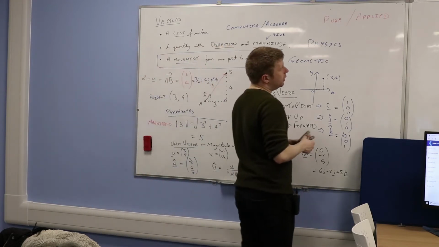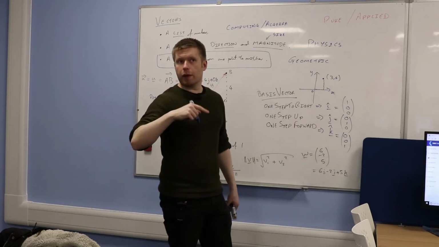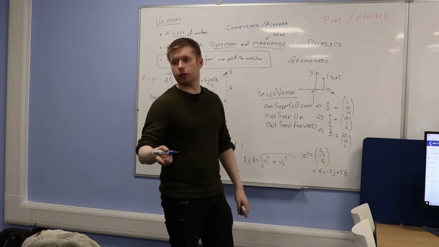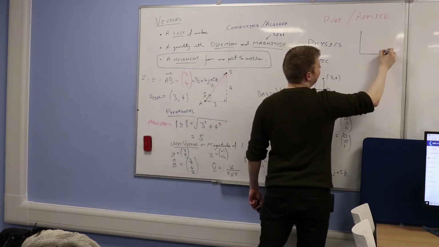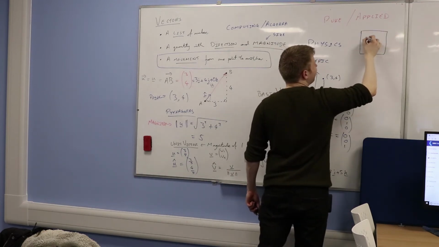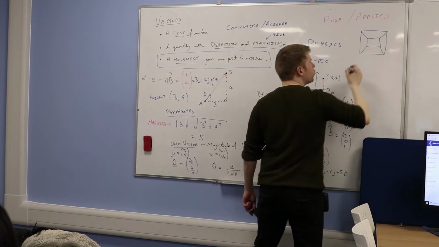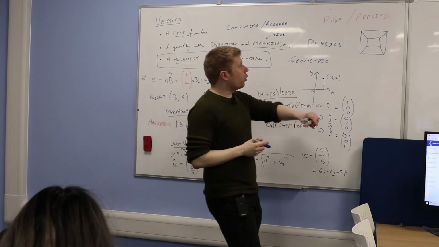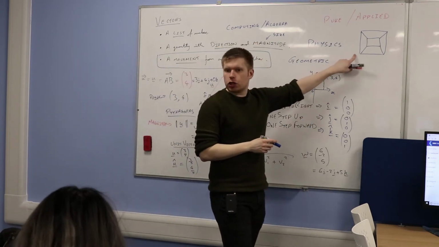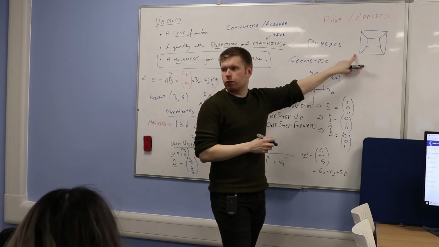In fact, I can draw you a 2-dimensional shadow of a 3-dimensional shadow of a 4-dimensional object if you want. Okay, so what I've drawn there is a cube. In other words, I have drawn a 2-dimensional shadow of a 3-dimensional object.